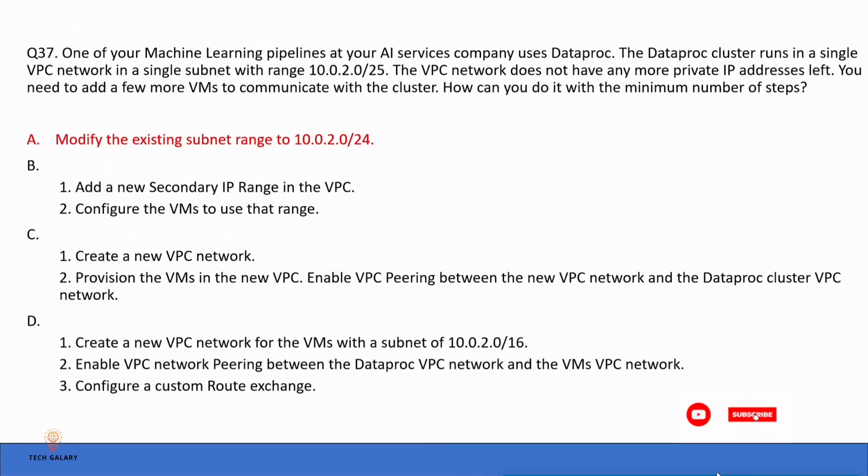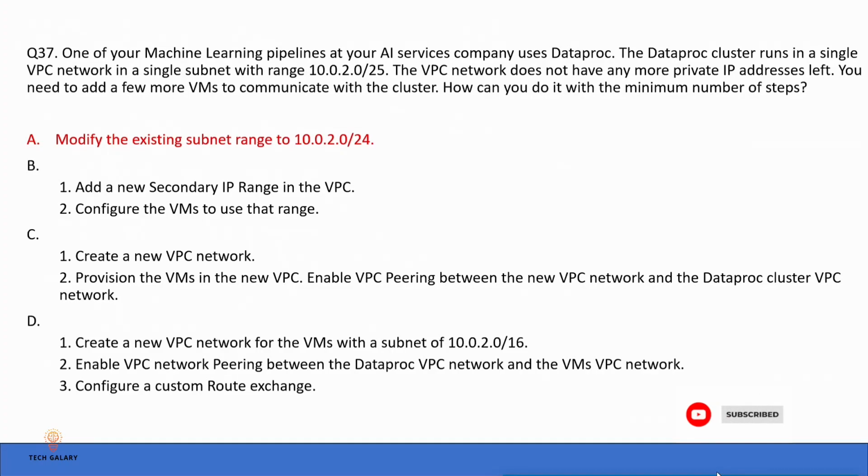Modify the existing subnet range to 10.0.2.0/24. Now let's take a look at each of these options. Modify the existing subnet range to 10.0.2.0/24. This option is correct because it is possible to increase the IP range of a subnet after creation. Using this option, we can expand the available IP address range within the same VPC network. So by modifying the subnet range from /25 to /24, the subnet size will be increased. This will allow for more IP addresses to be assigned, and this can be done without the need to create additional VPC networks or establish VPC peering. So option A is correct.